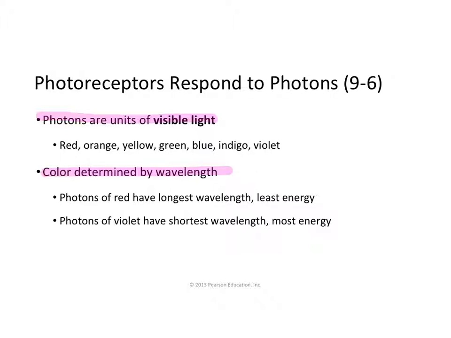Now, remember that we talked about photoreceptors, and what they do is they respond to photons. Photons are units of visible light, so color is determined by wavelengths. Photons of red have the longest wavelength, whereas photons of violet have the shortest wavelength. The longest wavelength has the least energy, whereas the shortest wavelength has the most energy.